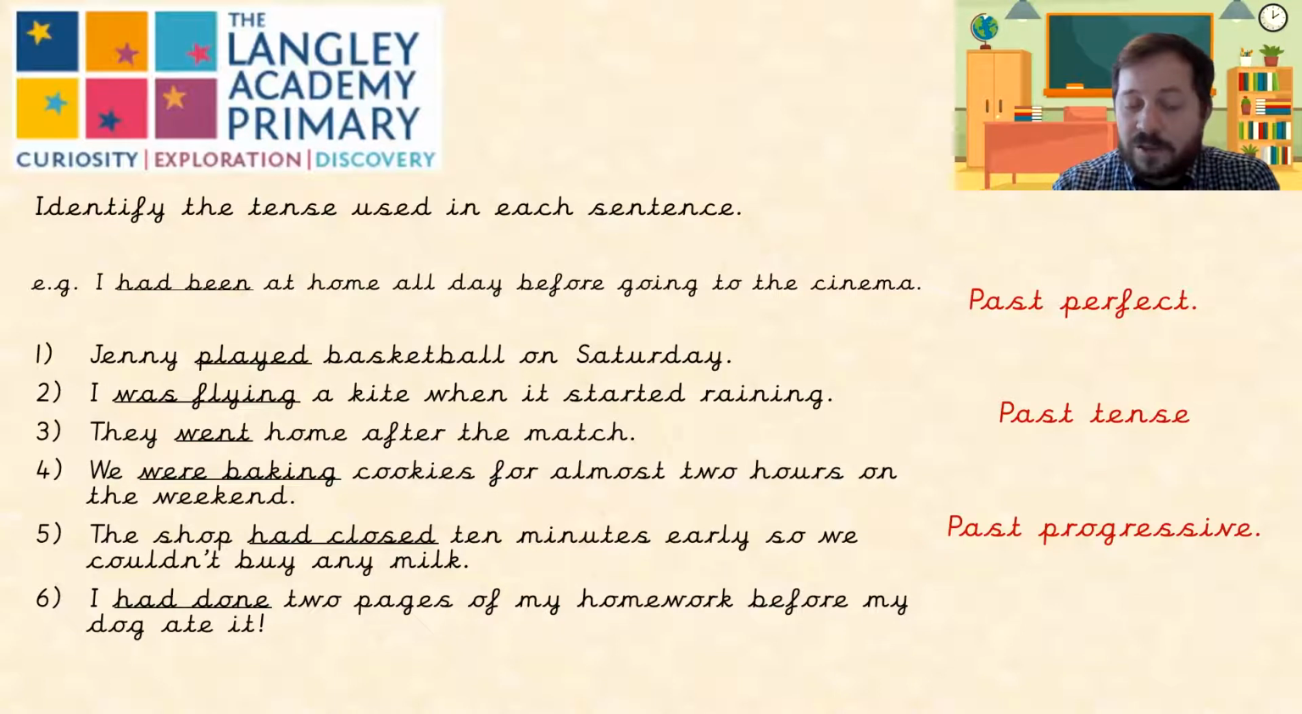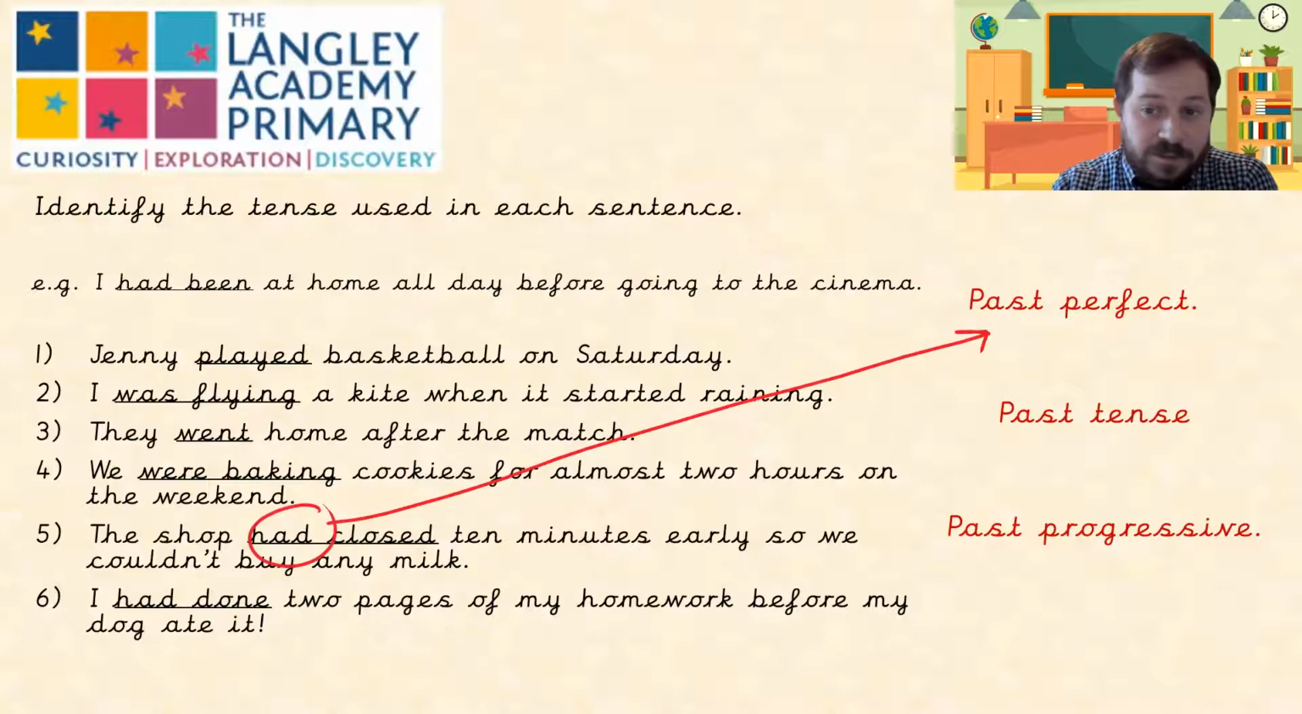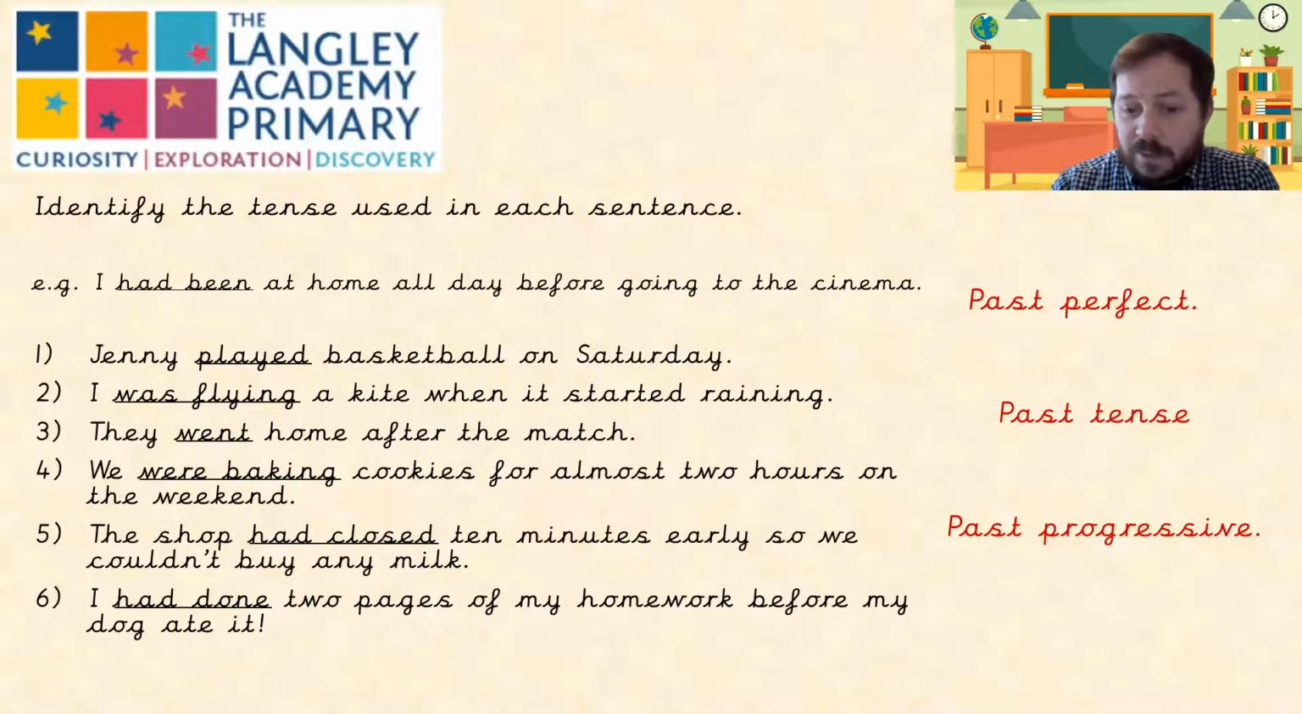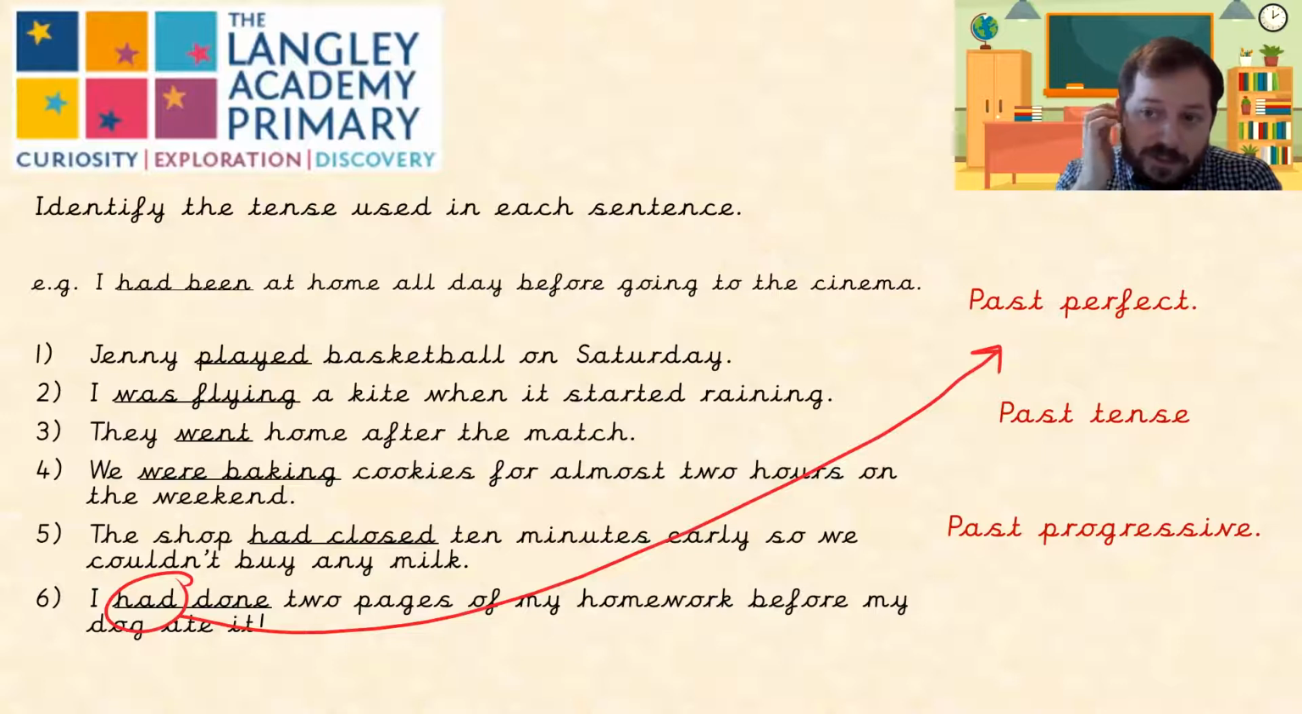Then you got the shop had closed 10 minutes early, so we couldn't buy any milk. The had gives it away that it's past perfect. And I had done 2 pages of my homework before my dog ate it. The had gives it away that it's past perfect. And this is just to reiterate the fact that you've got something that has happened before while something else is happening, or something that has happened before something else started, or something that just happened in the past. So past tense, something that just happened in the past. Past perfect is something had happened before something else happened, and past progressive is something was happening while something else happened.